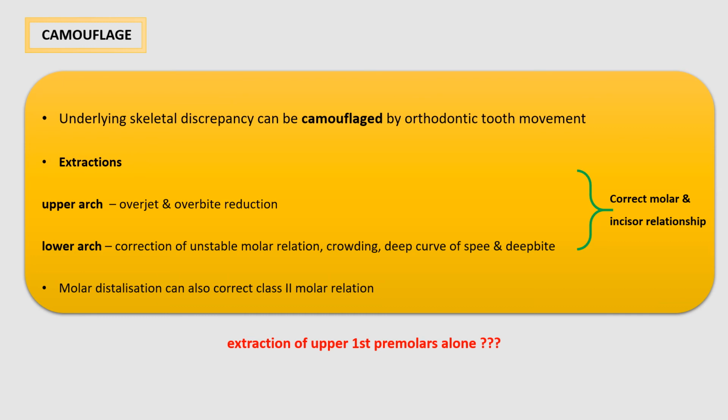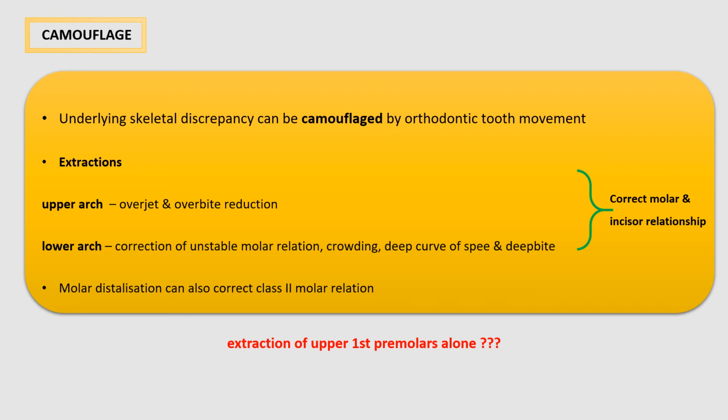However, this would be to establish a correct molar and incisor relationship. So you have to always bear in mind the final position of the molars and the canines, and then your treatment plan needs to be framed. You can also use molar distalization to treat or correct class 2 molar relationships.